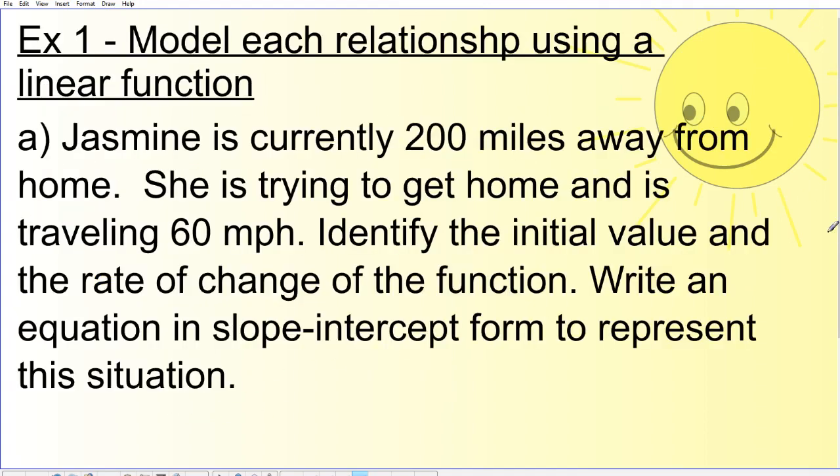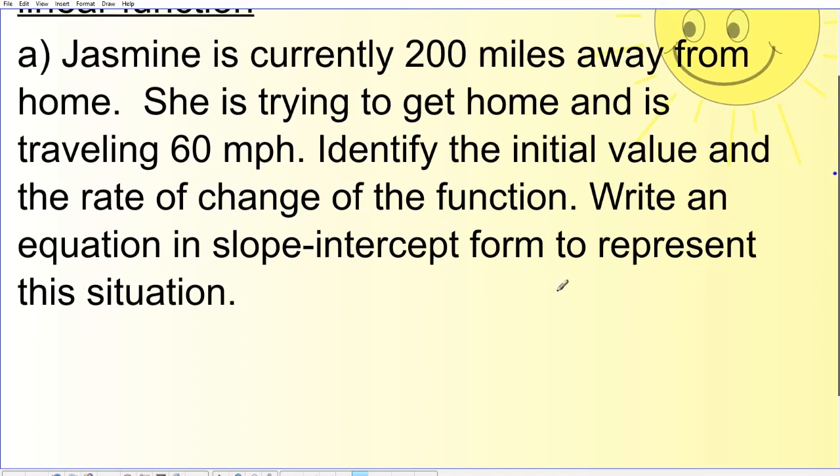So let's see how these are used in action. The first example says, Jasmine is currently 200 miles away from home. She's trying to get home and traveling 60 miles per hour. Identify the initial value, the rate of change of the function, and then write an equation in slope-intercept form to represent this situation. Okay, so I'm going to start with finding my initial value and my rate of change.